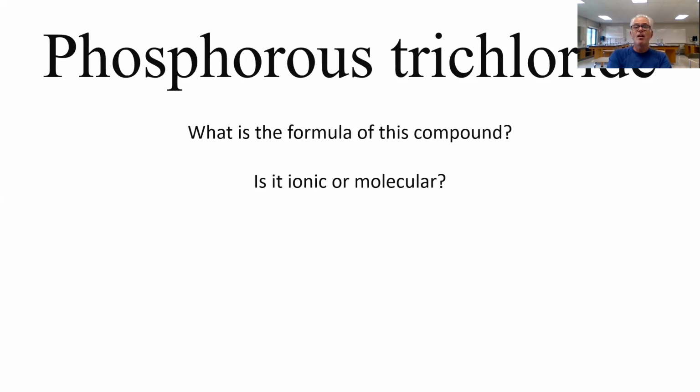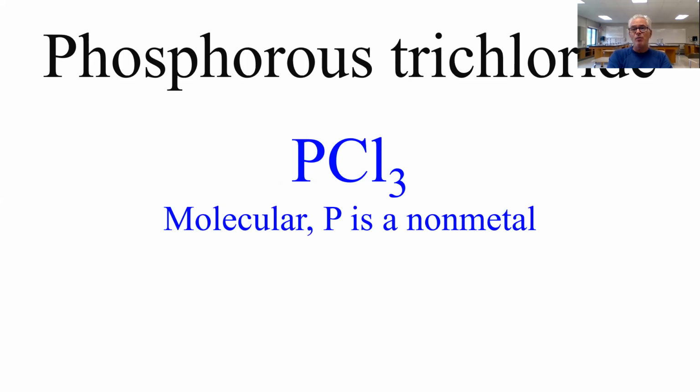Got to be aluminum. Phosphorus trichloride. Phosphorus has a lot of letters, right? Luckily, the symbol is just P. P, it's a non-metal. Three chlorines. PCl3. Molecular. That was easy.